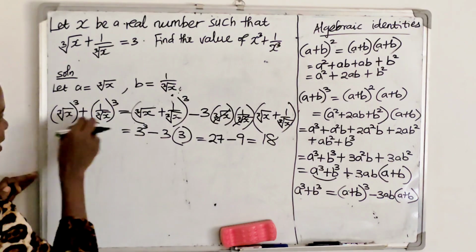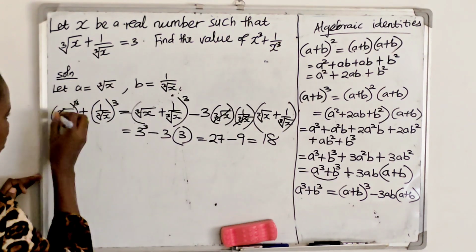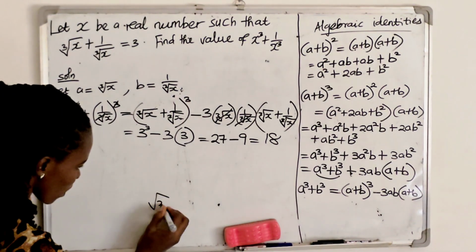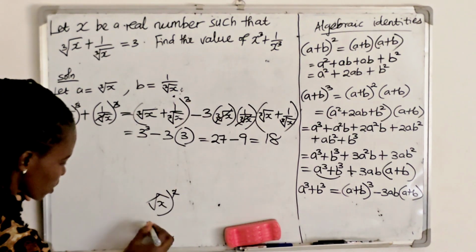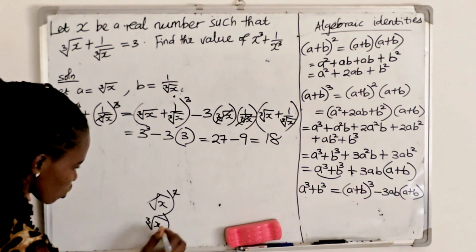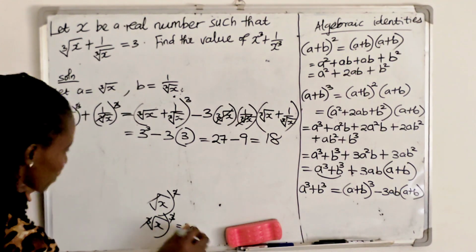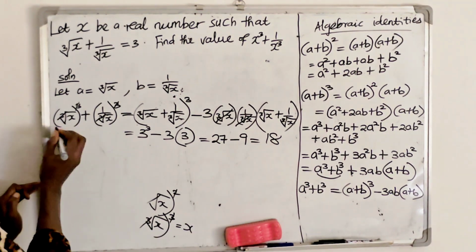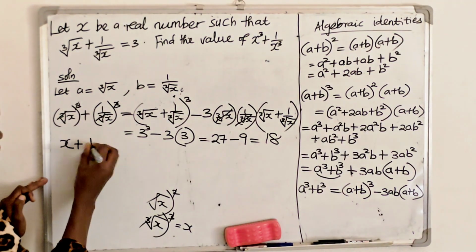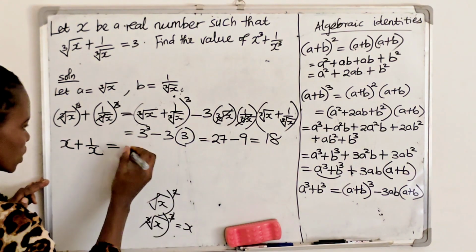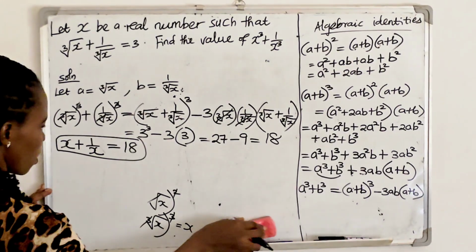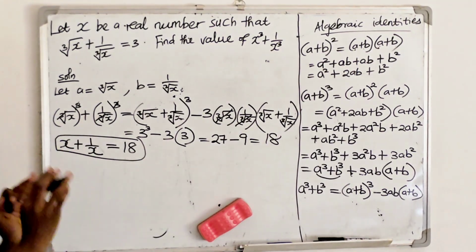Good. And remember that this thing means this knocks off this. Remember what I taught you? I said that if I raise it to the power of 2, this will knock off this. It will be ordinary x. If I have cube roots and raise it to the power of 3, this will knock off this to have ordinary x. So that is what happened here. So such that what I have on this side is x plus 1 over x is equal to 18. Is that understood? So let's keep this. We're going to use it.